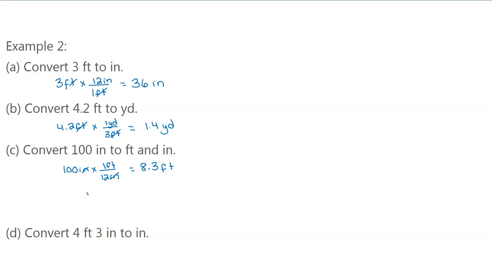So I know there's 8 full feet in 100 inches. But how many inches are left over? There's 0.3 of a foot left over, but I don't know how many inches that is. One way we can do this is to multiply 12 by 8 to see how many inches are in 8 feet, and that is 96. So if I started with 100 inches, that must mean that there are 4 inches left over. So to convert 100 inches into feet and inches, I get 8 full feet and then 4 inches.